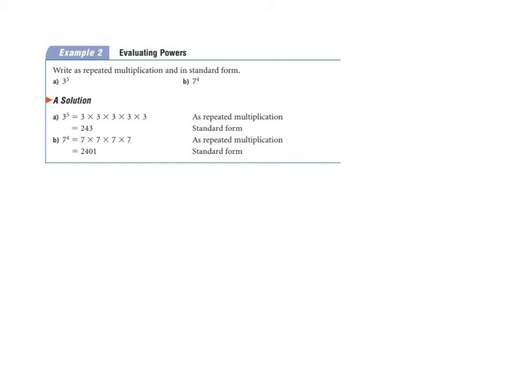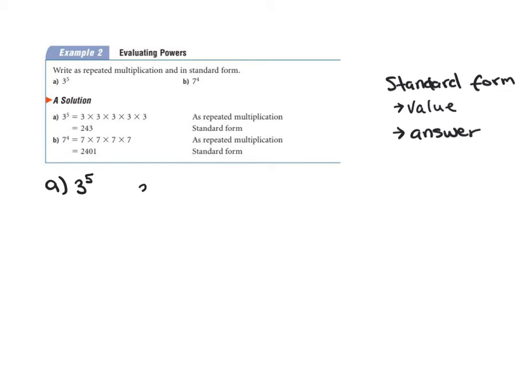For example 2, we're going to look at writing as repeated multiplication and in standard form. So standard form is the value or the answer to the question. So in part A, we have 3 exponent 5, which means 3 multiplied by 3 multiplied by 3 multiplied by 3 multiplied by 3, which gives us a standard form or a value of 243.